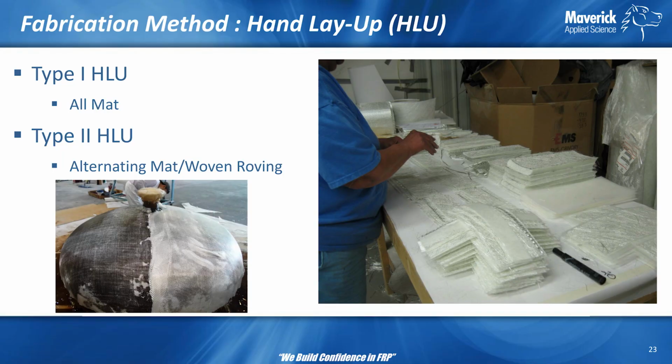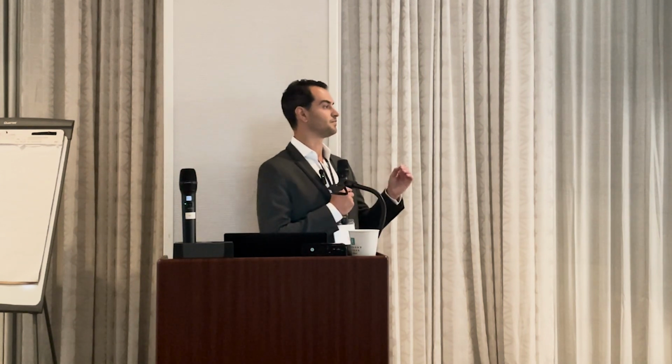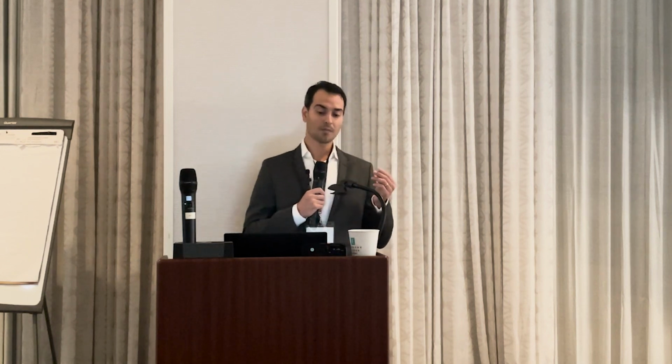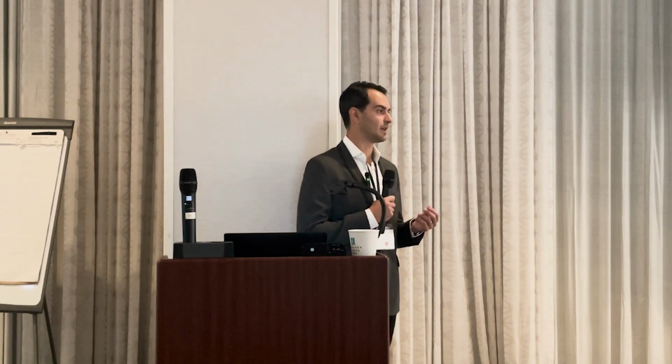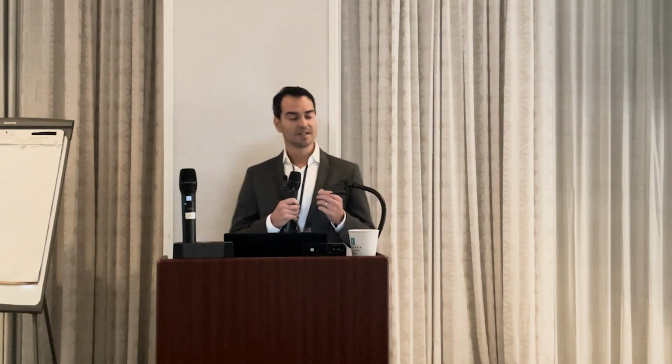There's two types of hand layup. We have type 1 and type 2. The difference between these two types is the type of glass reinforcement you're using. For type 1, everything on that laminate will be chopped strand mat. Type 2, though, is alternating chopped strand mat with woven roving. And because of the addition of woven roving, you're increasing the strength of that laminate. Now, type 1 is mainly used for small components, small piping sizes, because it's easier to mold around a small diameter. Here in the picture on the left, you can see they're doing type 2 on a top head for a tank.